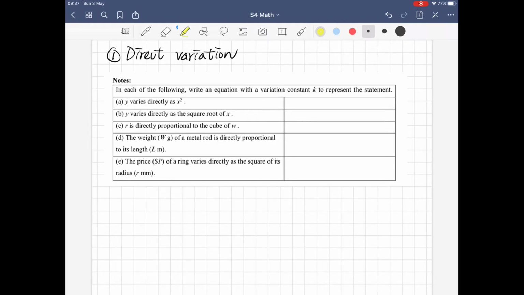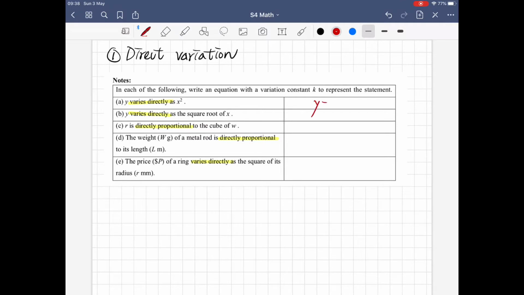For part A, varies directly. For part B, varies directly. For part C, directly proportional. For part D, directly proportional. And for part E, varies directly. So these are the keywords to remind us that we are going to use direct variation. Afterwards, we can set up the equation.